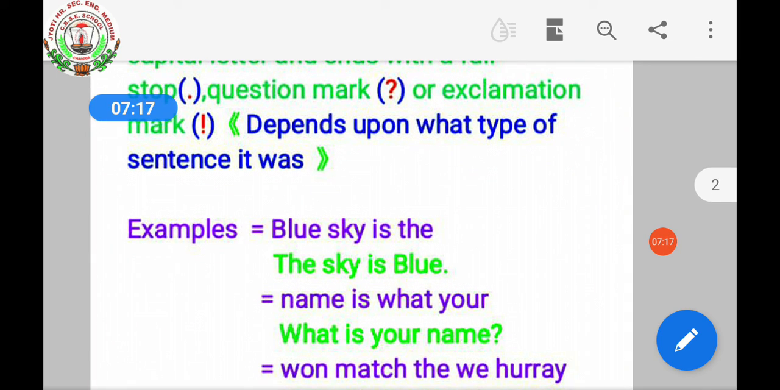Some sentence I write here: blue sky is. Is the word in a correct order? No. The sky is blue. Now the sentence is in a correct order. तब हम बोल सकते हैं ये sentence है. Now see, I write the capital letter at the start and at the last I put the full stop. So you have to remember, whenever you are writing any sentence, depending on what kind of sentence it is, you have to put the full stop, the question mark or the exclamation mark.